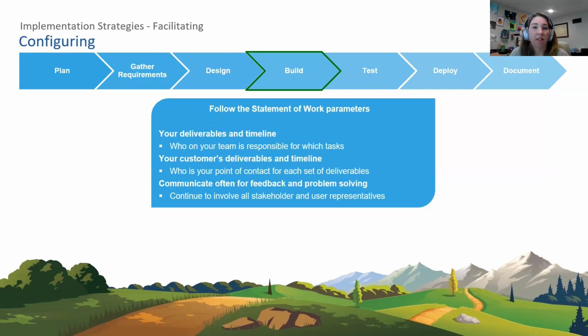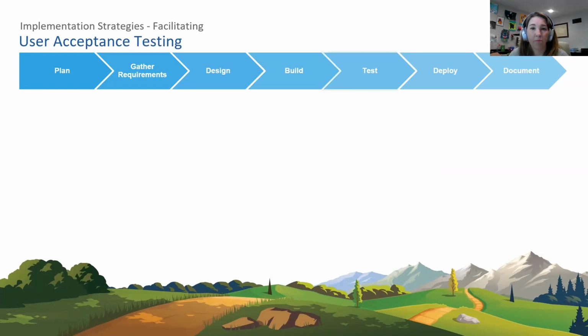And then it just talks about, as you're actually building and configuring, you just follow what you've been able to lay out in the parameters. Make sure that you are delivering on time. Make sure that if you're working with a team and it's not just yourself, you know who's responsible for what on your end. The same with your customer. If they're doing part of the building and configuring themselves, knowing who those points of contact are, how you can get a hold of them, what their timelines are, things like that. And then just constant communication and that feedback. And if you run into a problem, making sure you have that open dialogue with all parties involved. So that's just kind of the configuring and building phase.